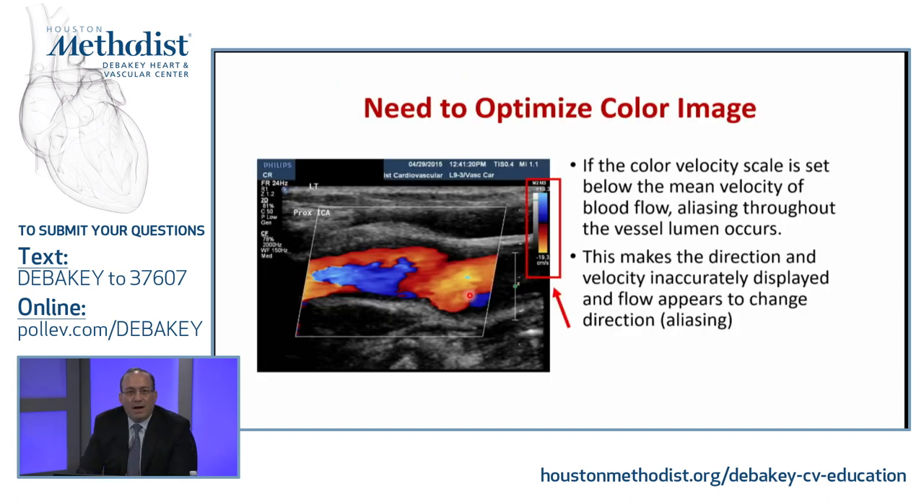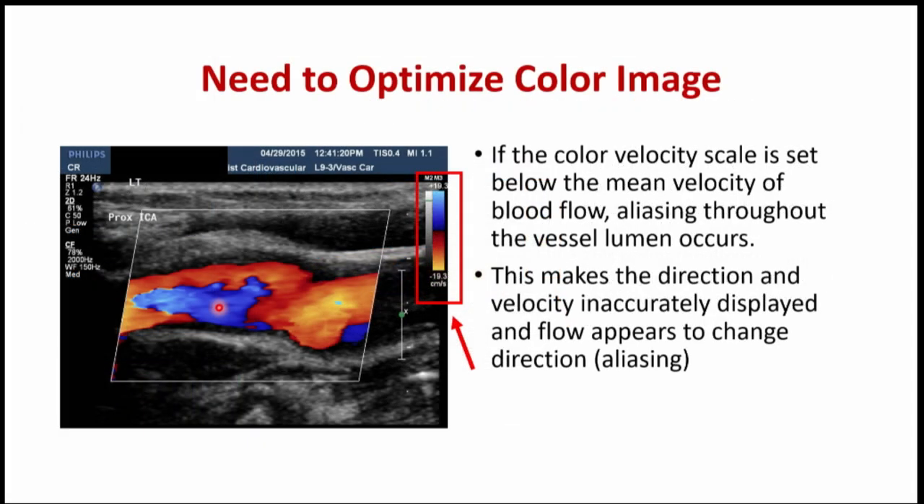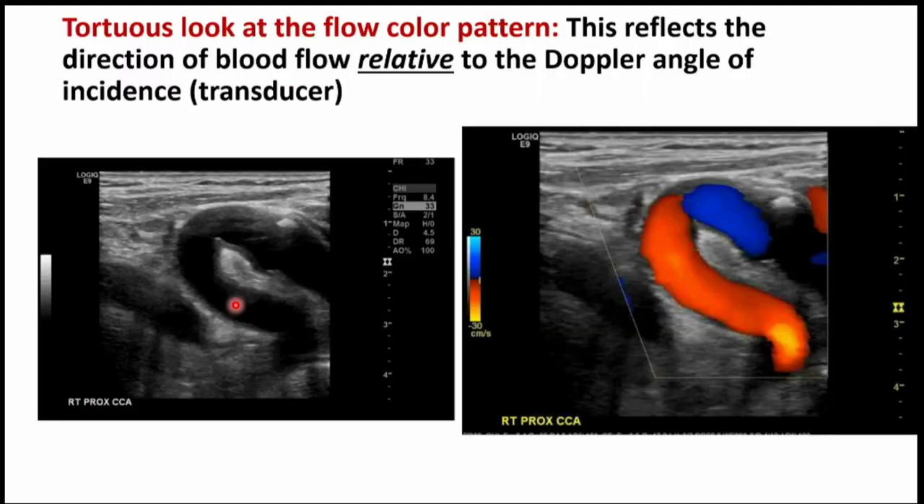Another thing we need to do is optimize our imaging. As we see here, there's flow going through the internal carotid artery, and the bulb is sitting right here. And now you see what looks like a reversal of diastolic flow. Well, it's actually not that. If you look at the color gradient here, the velocities are set too low. So we're going to have to open up that window to at least 30, 36, or 40 to get a more accurate direction of flow. What we're seeing here is essentially aliasing. So this is not reversal of flow, but aliasing.